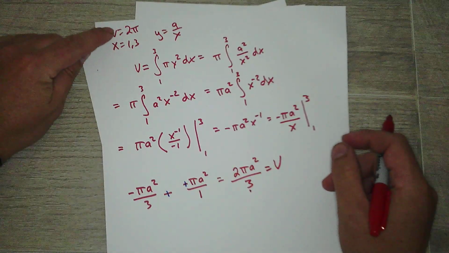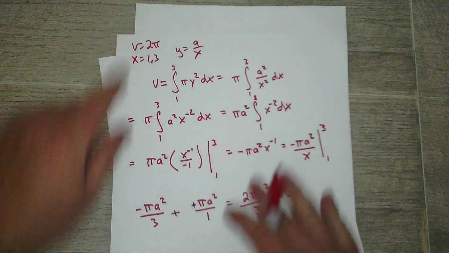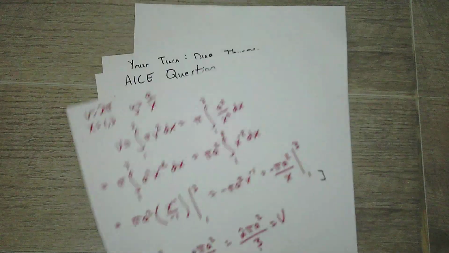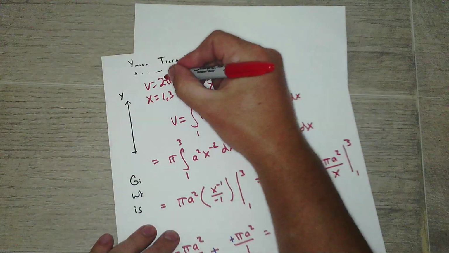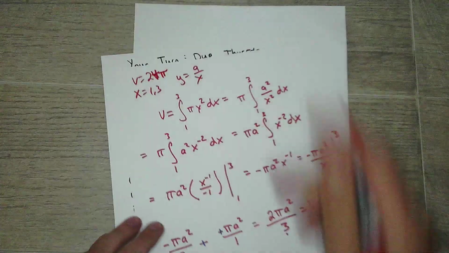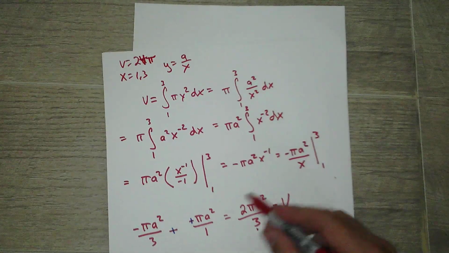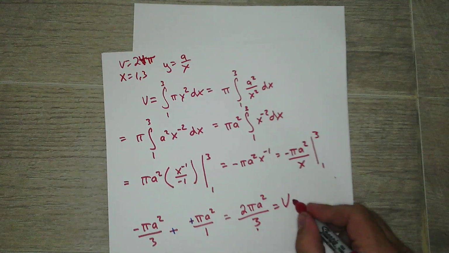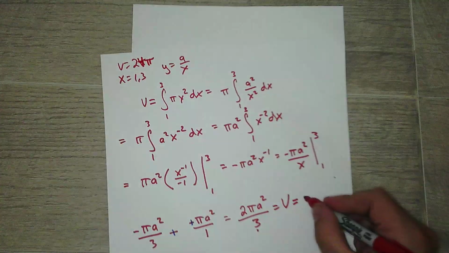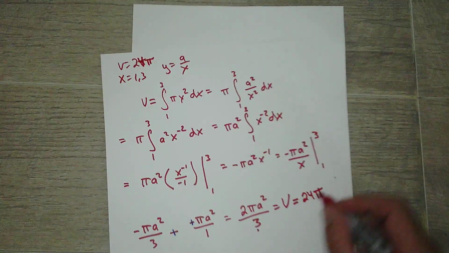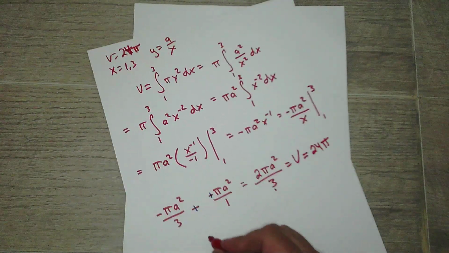But we're also given a value for, that was wrong, wasn't it? That should be 24 pi. Okay, so this is the expression for the volume, but the actual value for the volume is 24 pi. So that means these two things are equal to each other.